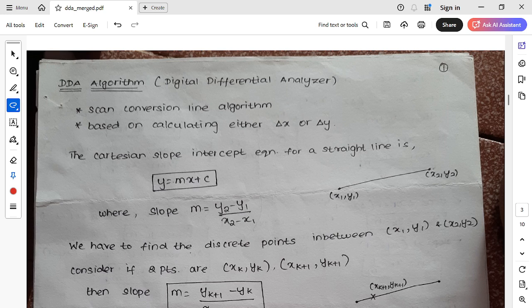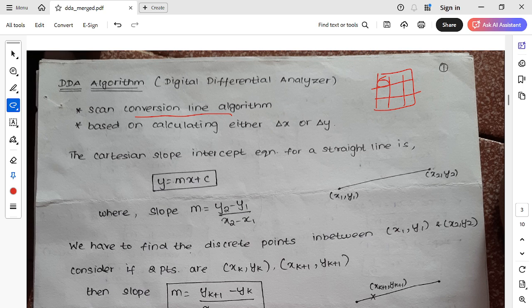So as I mentioned, the DDA algorithm is nothing but a digital differential analyzer. This particular algorithm comes under the scan conversion line algorithms. So what do we mean by a scan conversion line algorithm? Imagine you want to draw a straight line on a computer screen. But here's the thing. A computer screen is made up of tiny square boxes called pixels, like tiles on the floor. You can't draw a perfect diagonal line like on paper. You can only turn on certain pixels to make it look like a straight line.